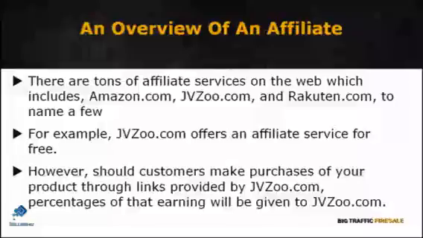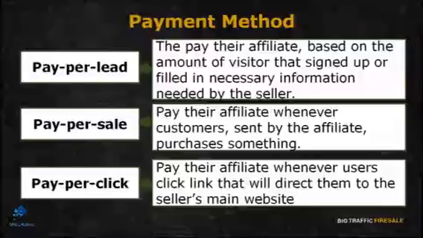However, should customers make purchases of your product through links provided by JVZoo.com, percentages of that earning will be given to JVZoo.com. It's crucial for you to know that different affiliates have different regulations to their services. Sometimes registration is for free or with a certain fee. On another note, some of the main payment methods are using pay-per-lead, pay-per-sale, and pay-per-click.